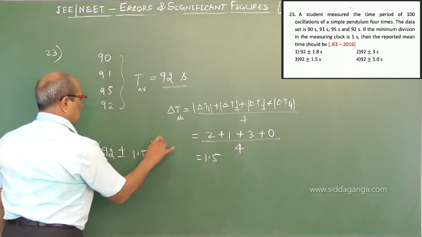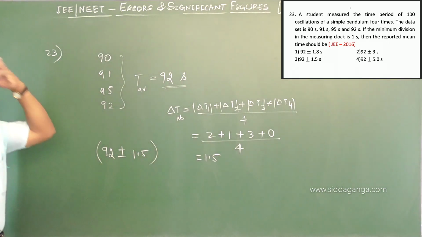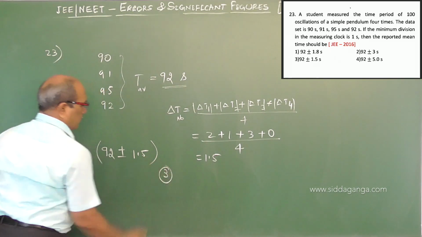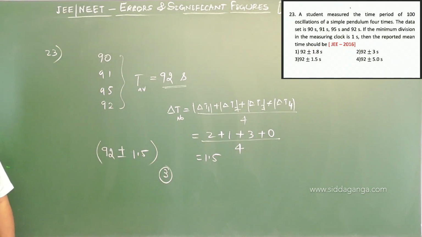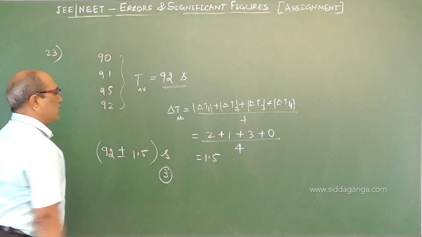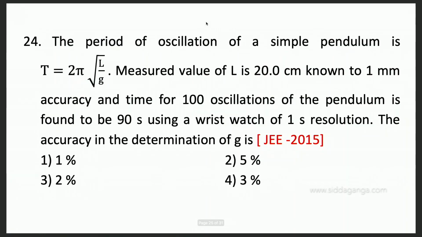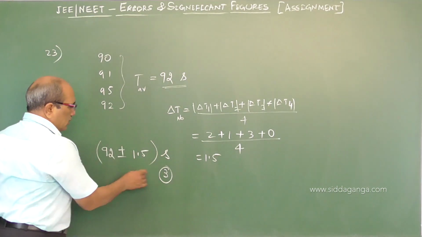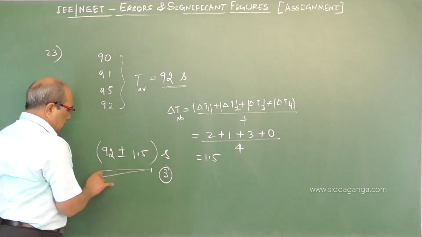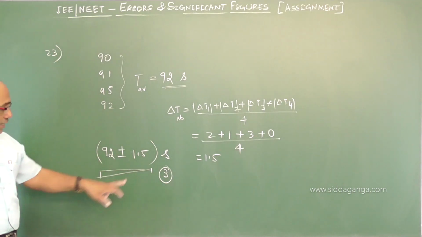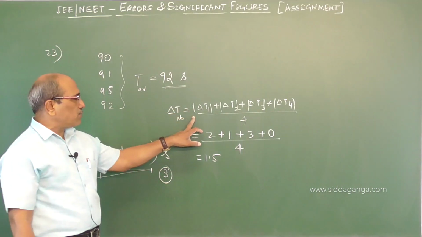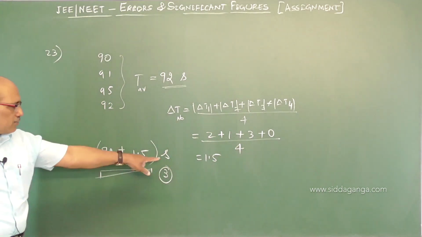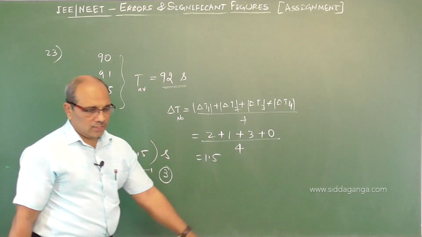Hence your answer is this. Which one is the right one out of the given? Option number 3, 92 plus or minus 1.5 seconds. I think you understood. We got the average value as 92. The error that it commits is the absolute error. This form of writing I told you in the beginning of this class. This is writing the absolute error. Mean absolute error is the error in each trial divided by the number of trials, which gives you the mean absolute error, 1.5. Go to the next.